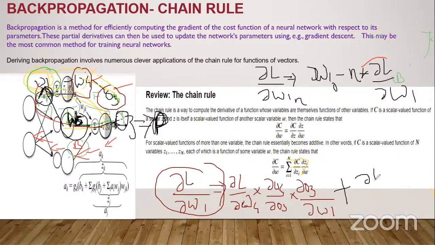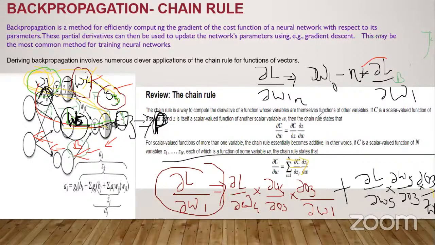What will happen is dW by D5 multiplied by D5 divided by DO3, and again multiplied by DO3 divided by DW1. Same thing, but for this path. Then it's complete, guys. Chain rule.